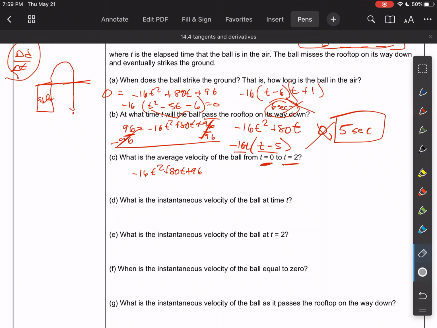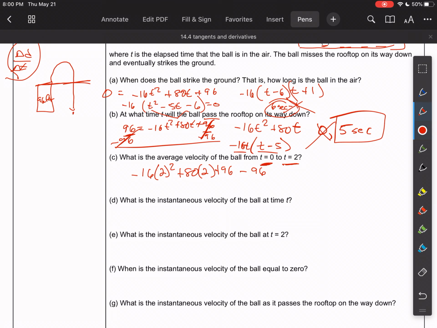So I don't know why I just did this, but let's just start this over. Sorry, guys. Let's just evaluate it at 2. So negative 16 times 2 squared, right, plus 80 times 2 plus 96. I can take that and I can subtract this evaluated at 0. Well, evaluating at 0 is easy. The first two terms go to nothing and it's just 96.